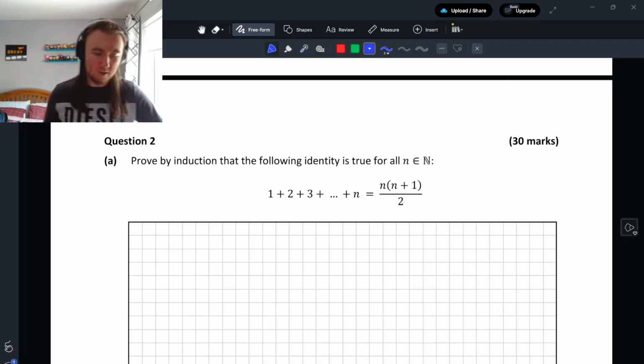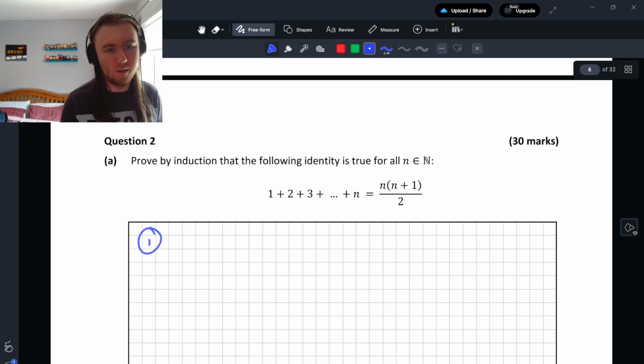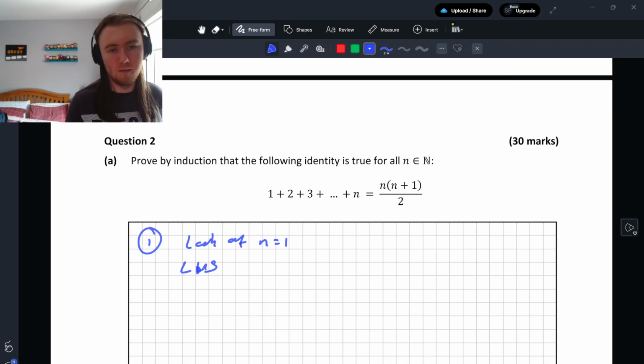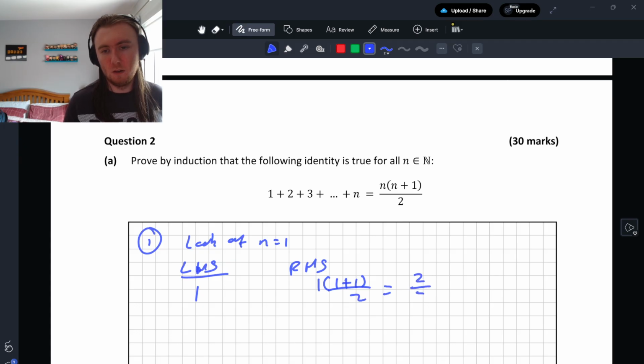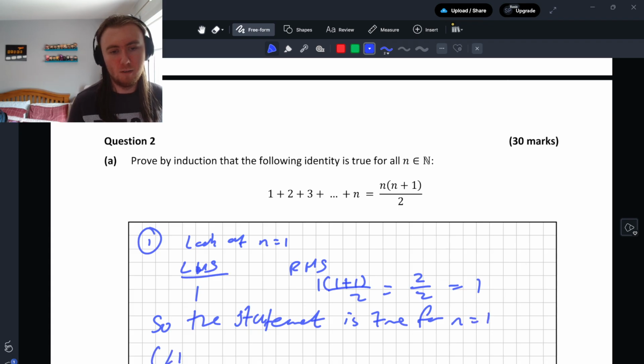Okay, proof by induction. Let's just get through this as quickly as possible. So we're going to look at n equal to 1. On the left hand side, we just get 1, and on the right hand side, we get 1 times 1 plus 1 over 2, which is 2 over 2, which is 1. So the statement is true for n equal to 1, since the left hand side is equal to the right hand side.